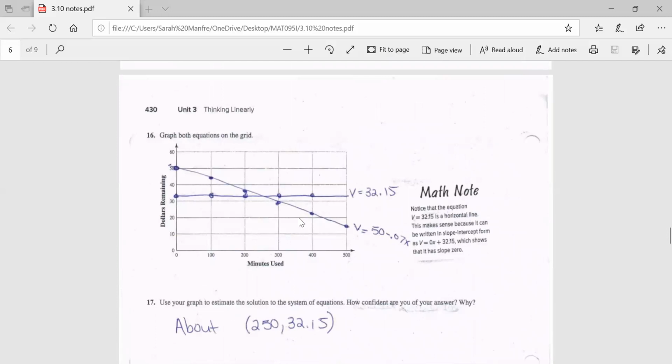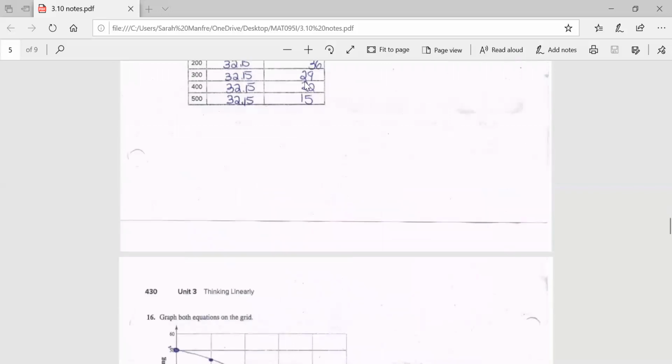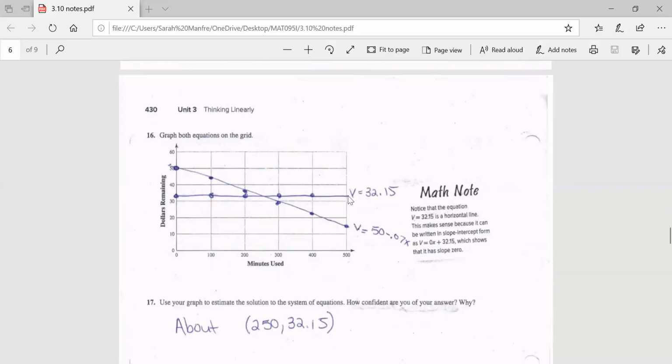So I'm going to graph my first one. It starts at 50, and it's going down 7 cents every minute. So if you're going down 7 cents every 100 minutes, it's going to go down $7, which is why this point's here at 43. And then I'm going to go down another $7 and another $7 and so forth. Or you can plot these points that we found up here on the table. And this one's always a constant 32.15, which is why it's a horizontal line.